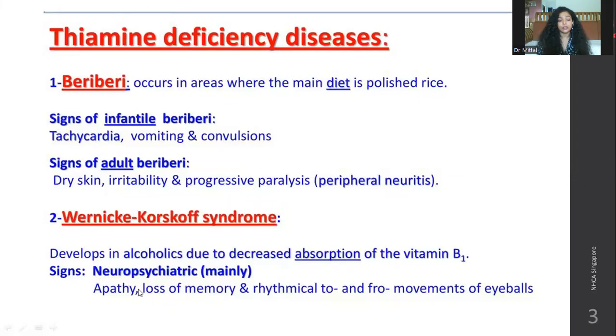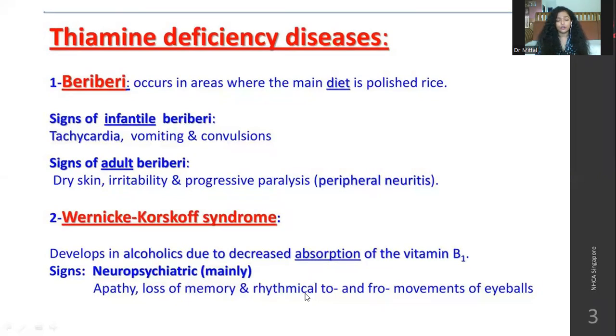The symptoms are apathy, loss of memory, and rhythmic to and fro movements of the eyeballs. They will look at one place, take their eyes away, and again go back and look at that particular place, very fast. You may misjudge it for withdrawal syndrome, because alcoholics undergoing de-addiction or rehabilitation will undergo withdrawal syndrome, so it may get misjudged.